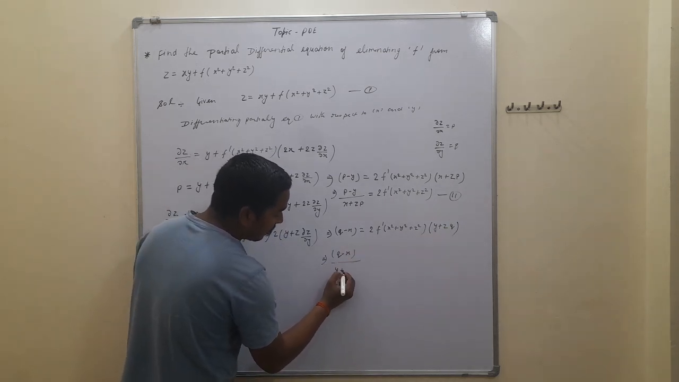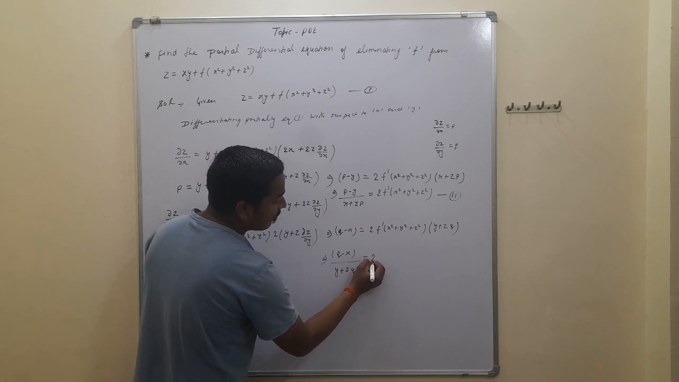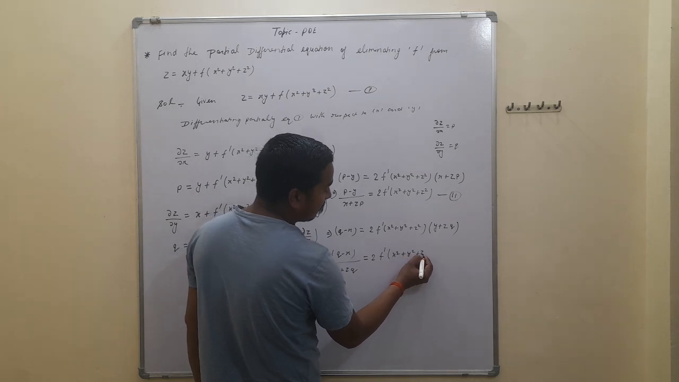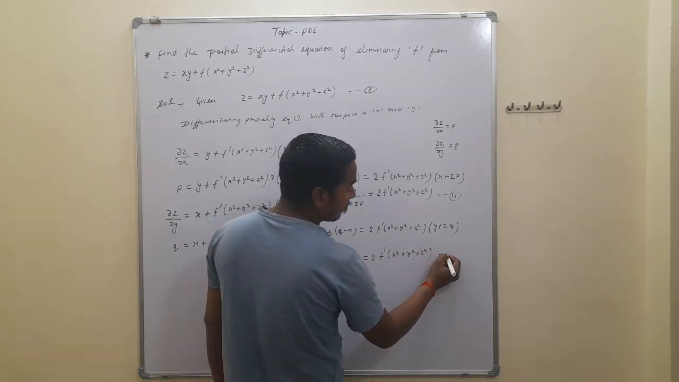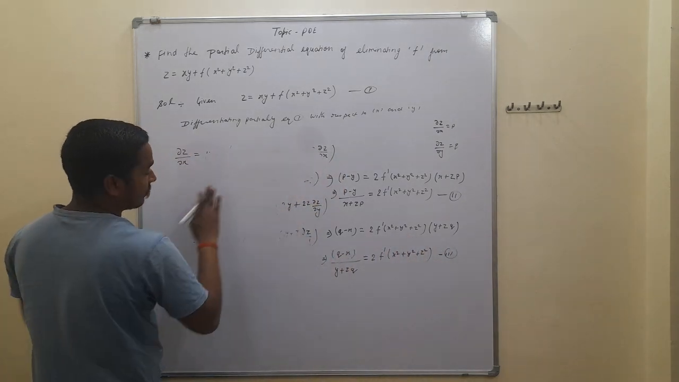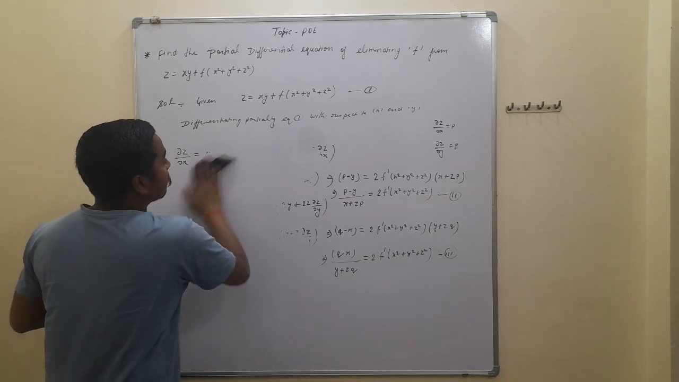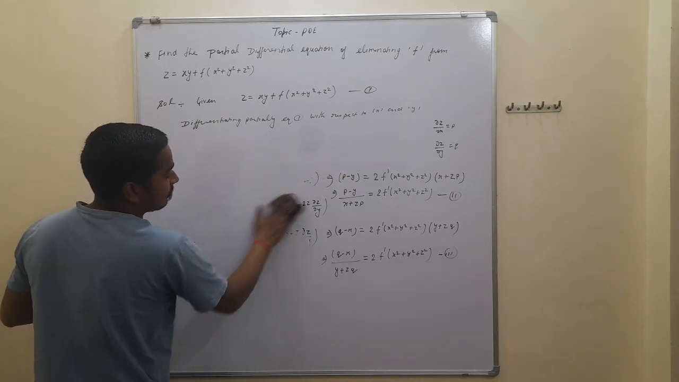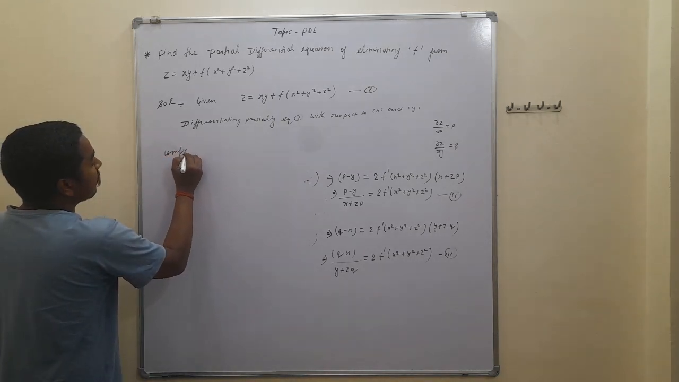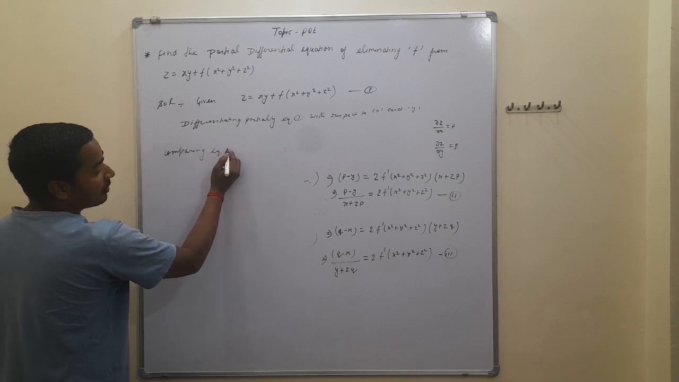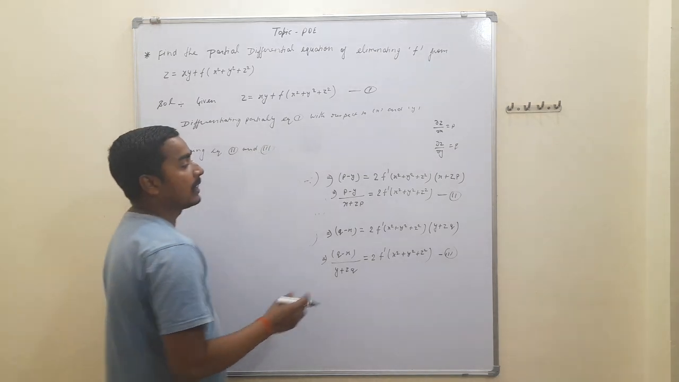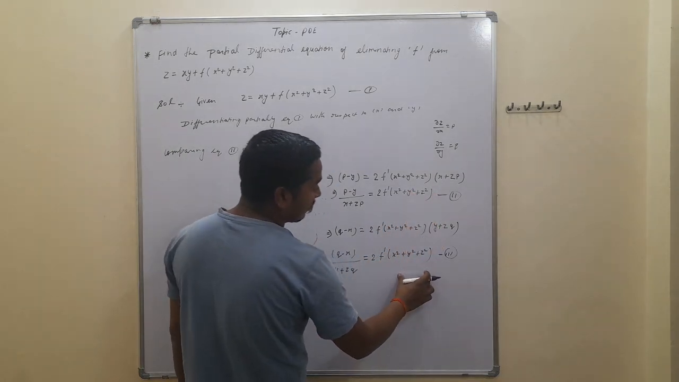y plus zq is equal to 2 times f dash (x square plus y square plus z square). Let this be equation third. Comparing equation 2 and third, the right hand side of equation 2 and the left hand side of equation third are equal.